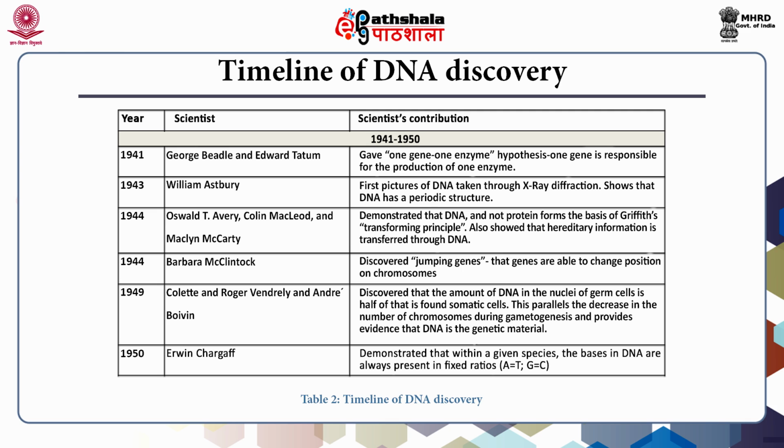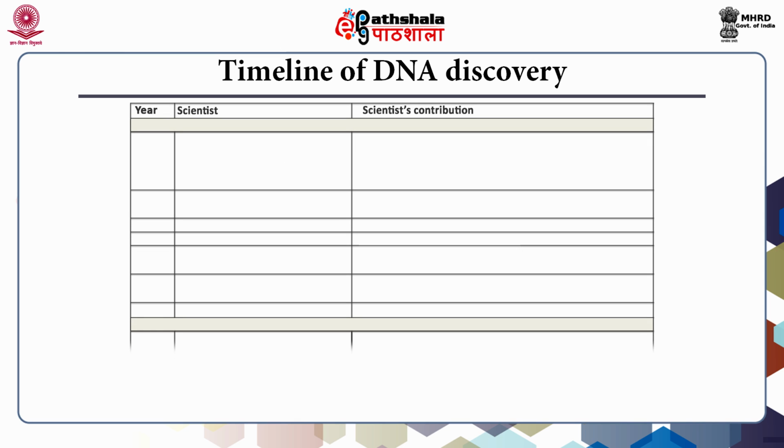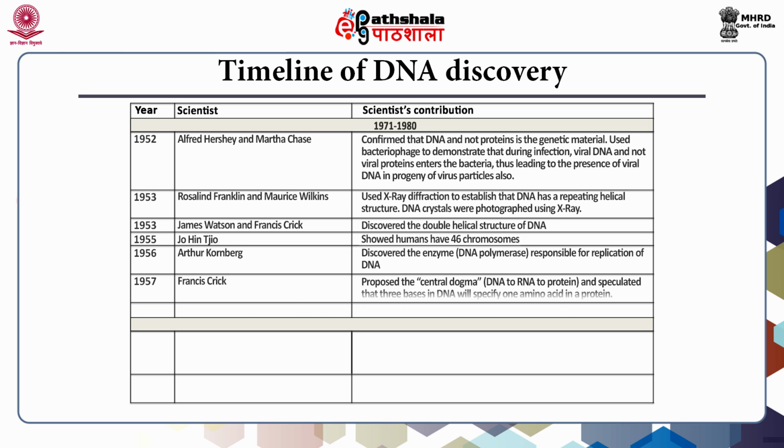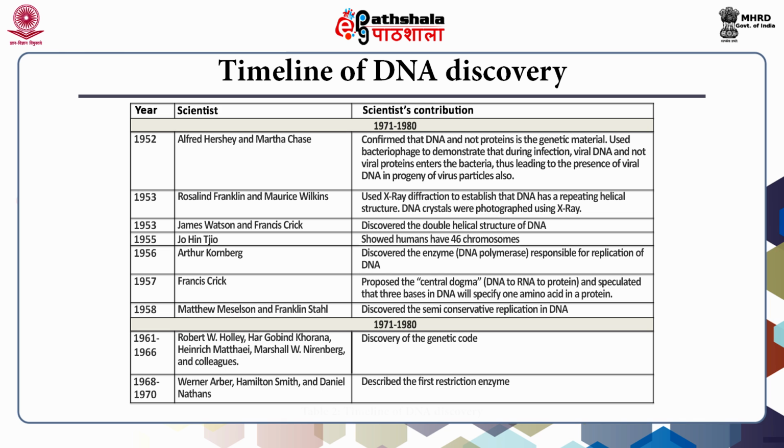The same year, Barbara McClintock introduced the concept of jumping genes. Later in 1950, Chargaff's rule came into existence, according to which bases in DNA are always present in fixed and equal ratios. DNA was confirmed to be genetic material following the Hershey and Chase experiment in 1952. In the following years, Franklin and Wilkins photographed DNA crystal using X-ray and shared this information with Watson and Crick, who hypothesized the double helical structure of DNA based on this information.